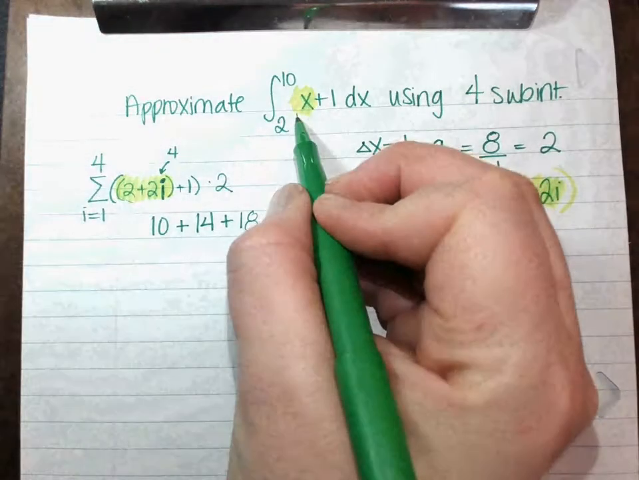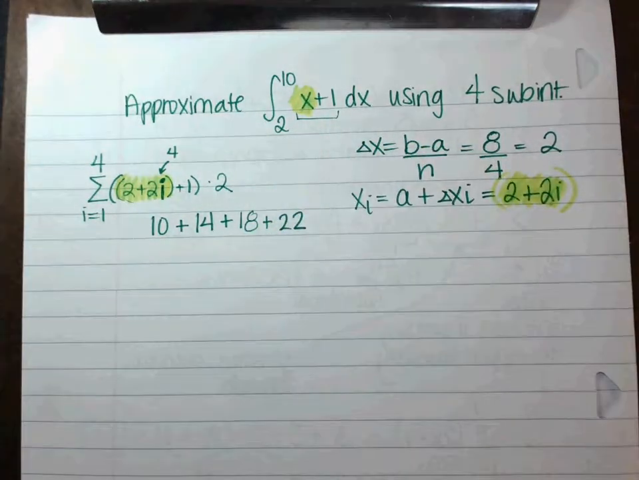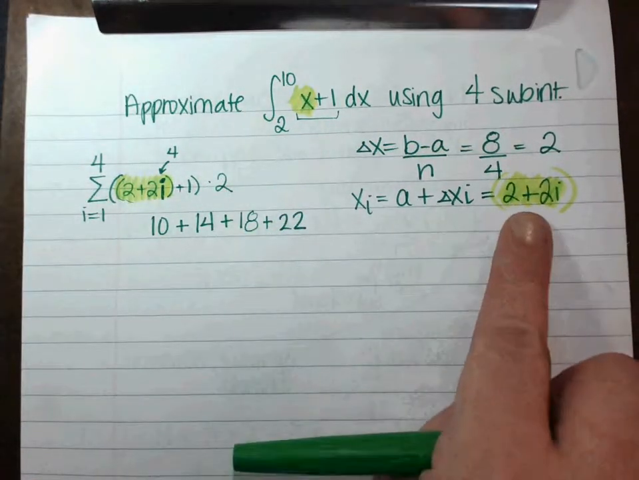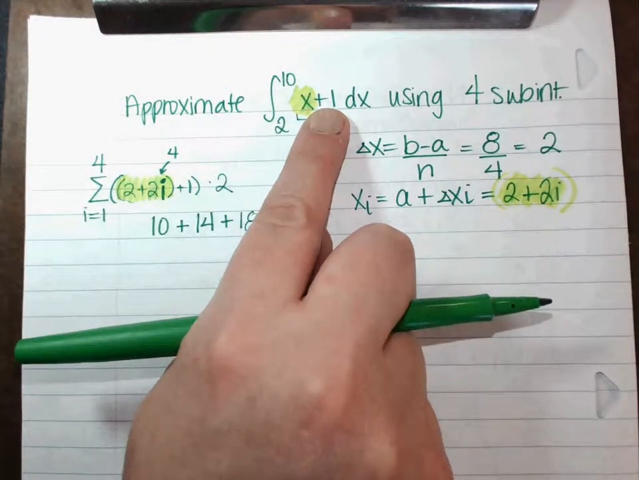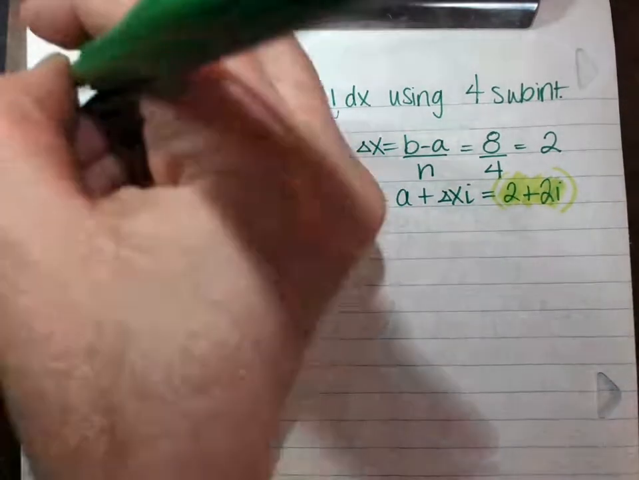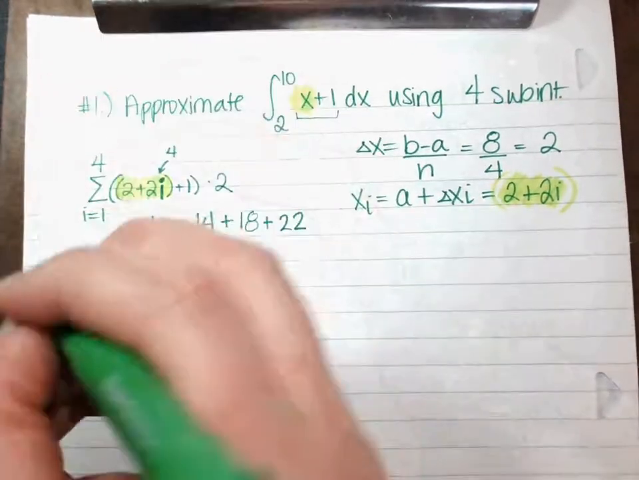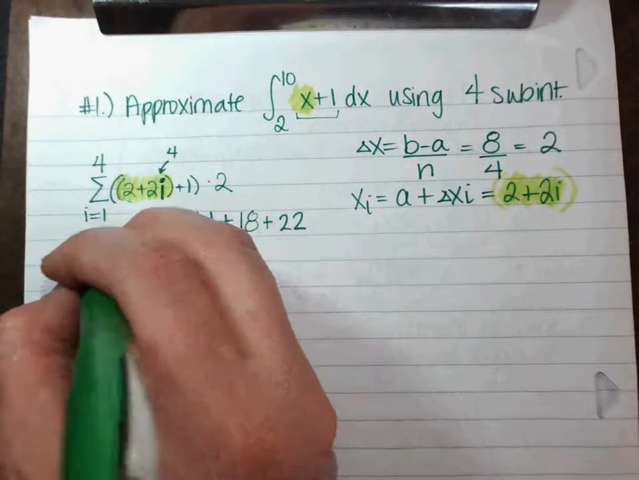Do you see the plus 1 here? So that was part of my formula. The 2 plus 2i is my x, and then the plus 1 was already in that formula. Okay? All right, let's do another one. So that was number 1. If you didn't get that one, let's try another one.